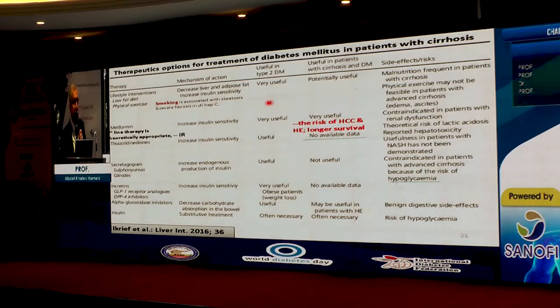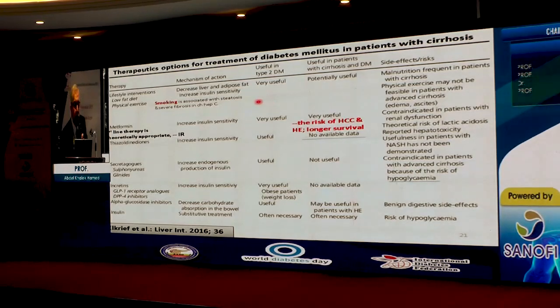مهم جدا الكلمتين دول. Smoking is associated with steatosis and severe fibrosis in chronic hepatitis C وكذلك في non-alcoholic fatty liver disease. In coffee consumption and HCV also in such patients lower the rate of disease progression and decrease the insulin resistance or steatosis. اثنين فنجان في اليوم.